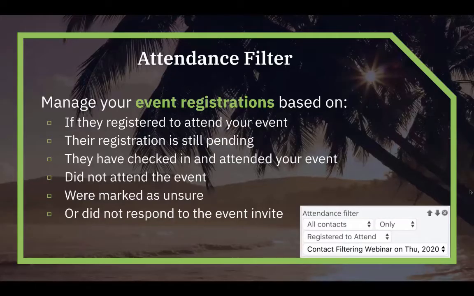So first is the attendance filter that you see. This is really managing the event registrations that are in your account. So if your contact is registered to attend an event, their registration is still pending. Have they checked in or attended your event? Did they not want to attend the event? Were they marked as unsure? Or did they not even respond? You can create filters based on any of these options.